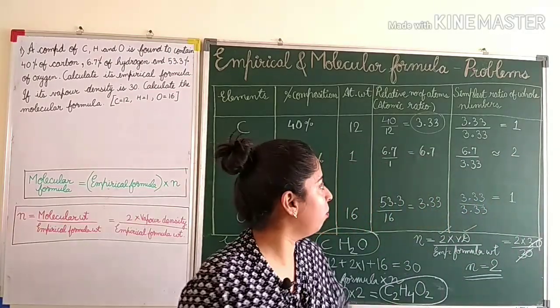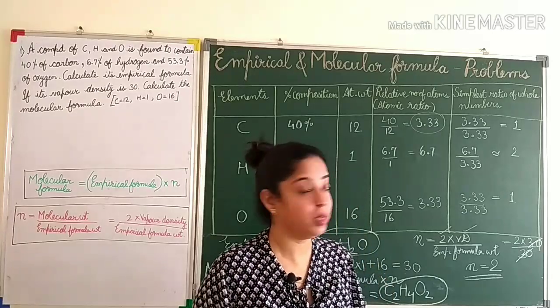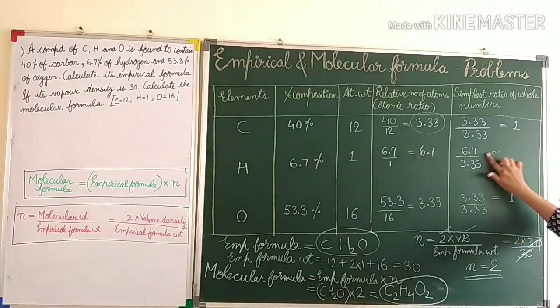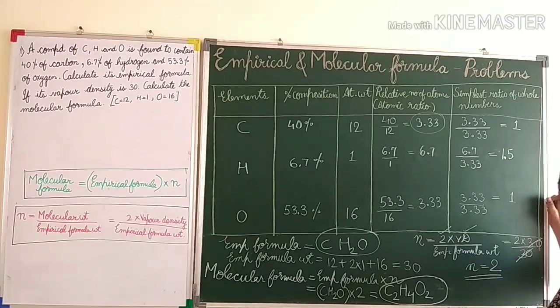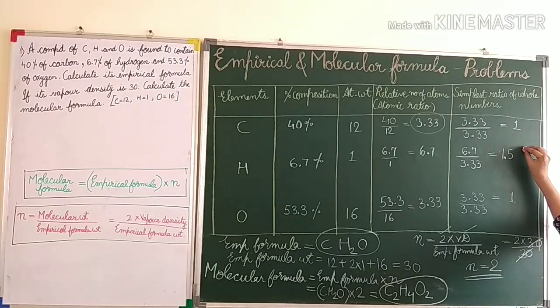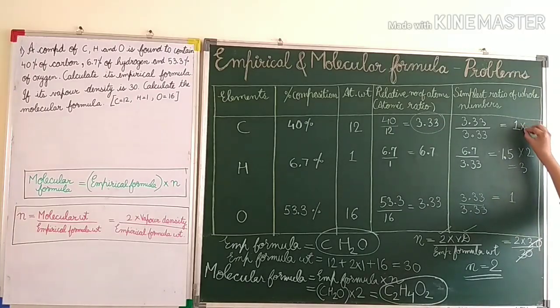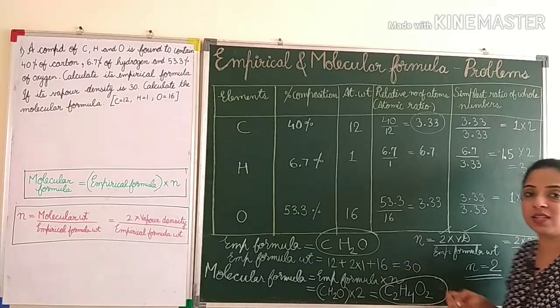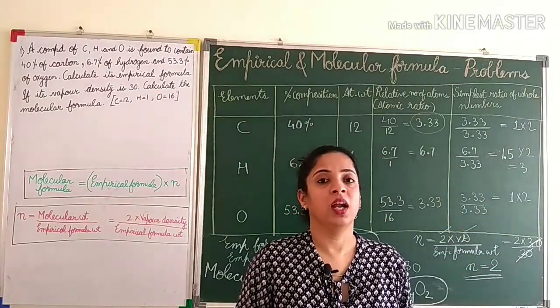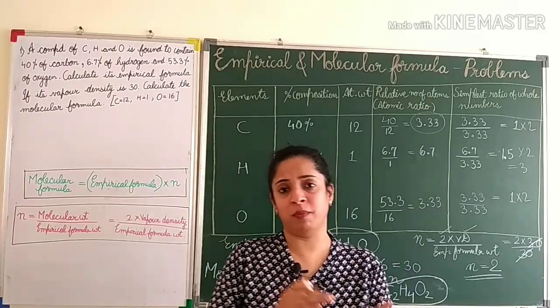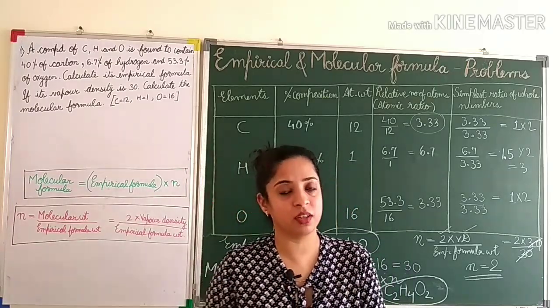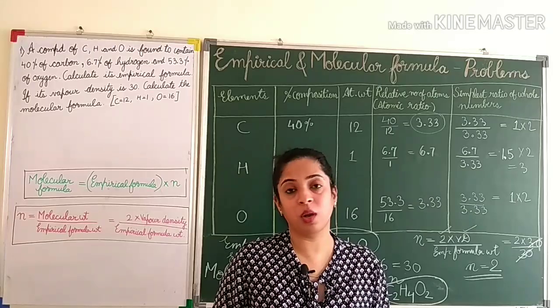Okay, if any number comes, now for example, you please take care of this. Suppose you have got here 1.5. Now what to do? So what you will do? You will multiply this with 2 to make it 3. Again, everywhere you have to multiply by 2. So this becomes 2, this becomes 3, this becomes 2. So whenever you get something in decimal, try if you multiply it with a simple whole number, whether it becomes a whole number or not.